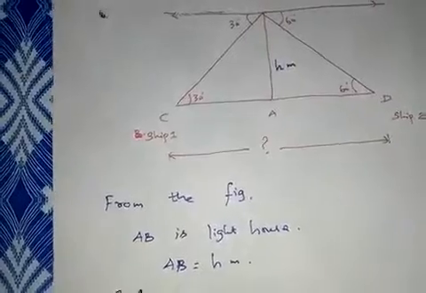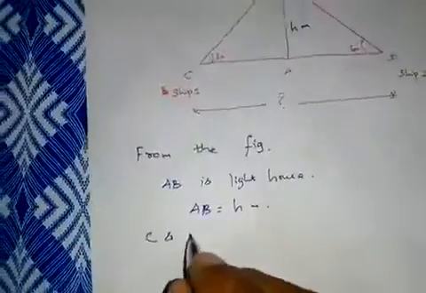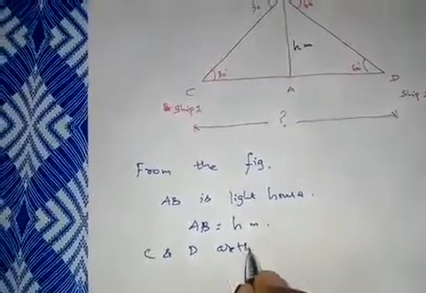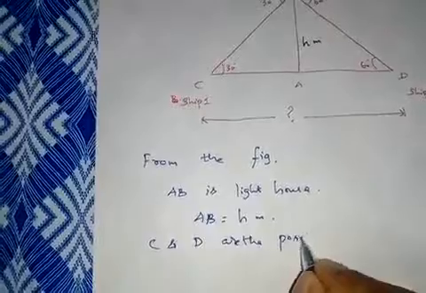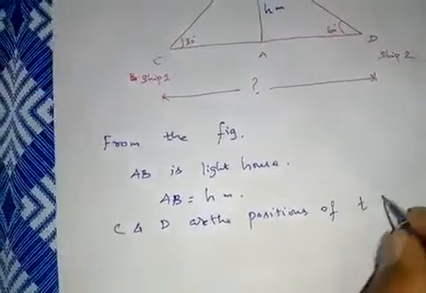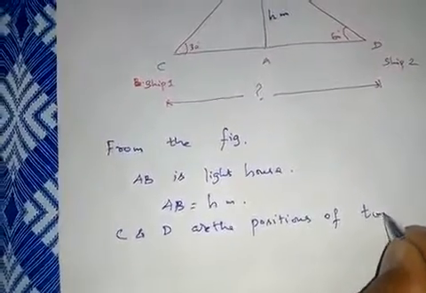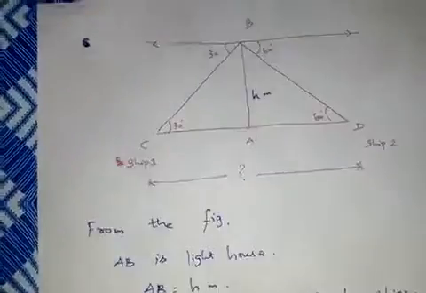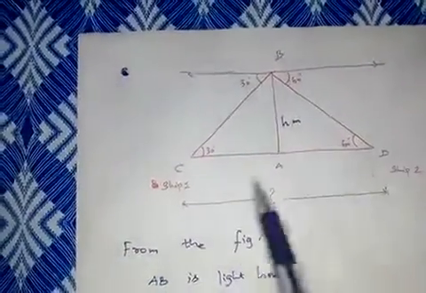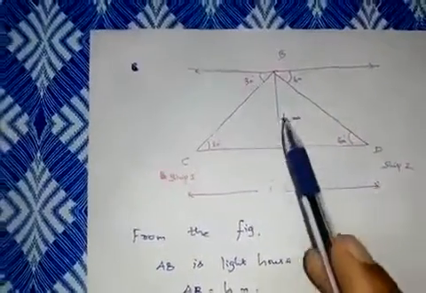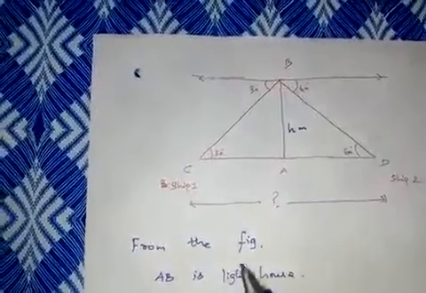C and D are the positions of two ships which come from opposite directions to the lighthouse. These two ships come towards the lighthouse in opposite directions. The angles of depression are 30 degrees and 60 degrees.